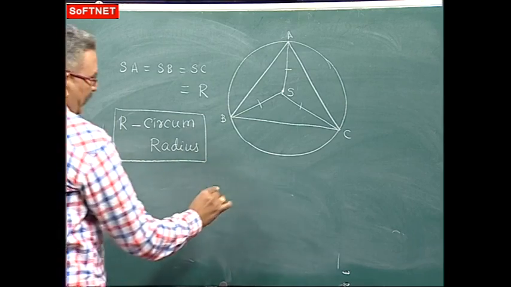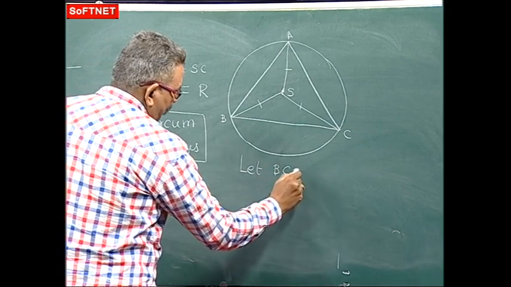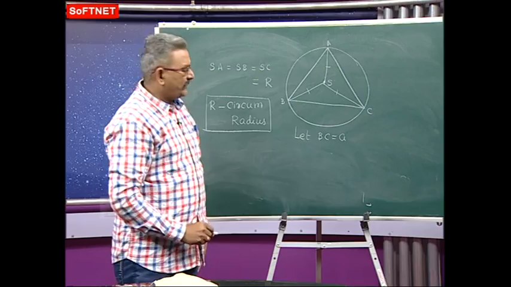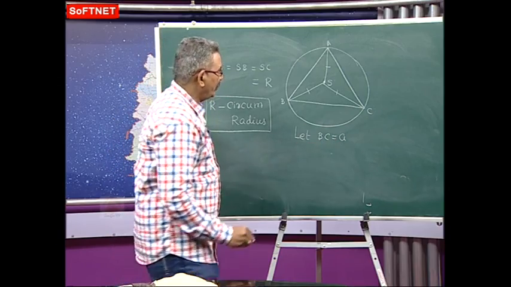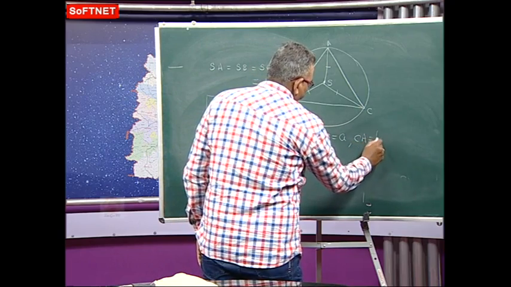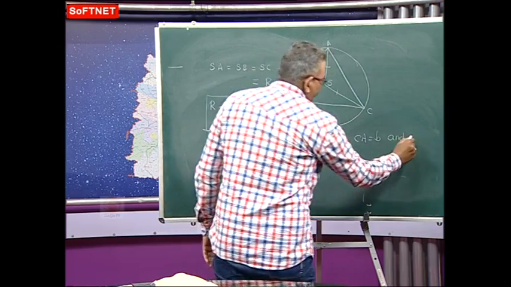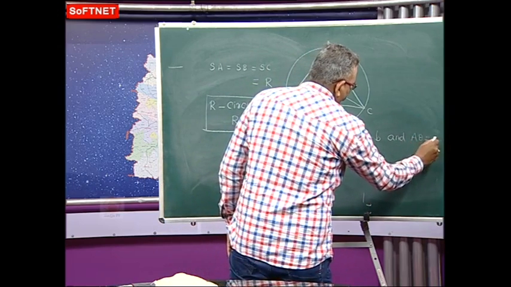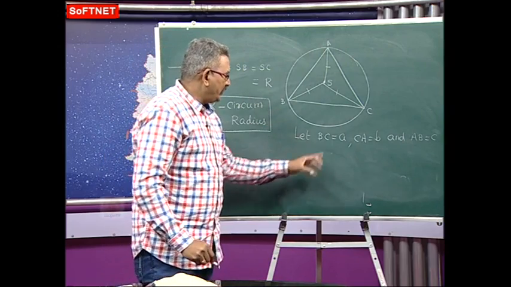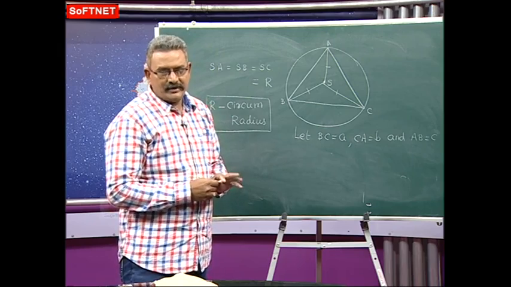And also here let us assume BC is equal to small a, as opposite to vertex A we can say small a. Now CA is equal to small b and AB is equal to small c. Small a, small b, small c are called elements of the triangle ABC.